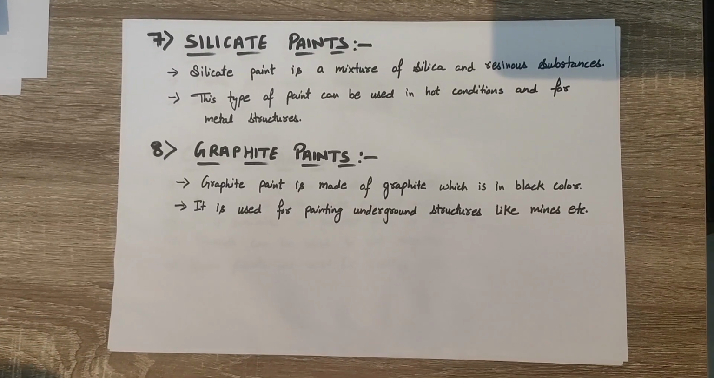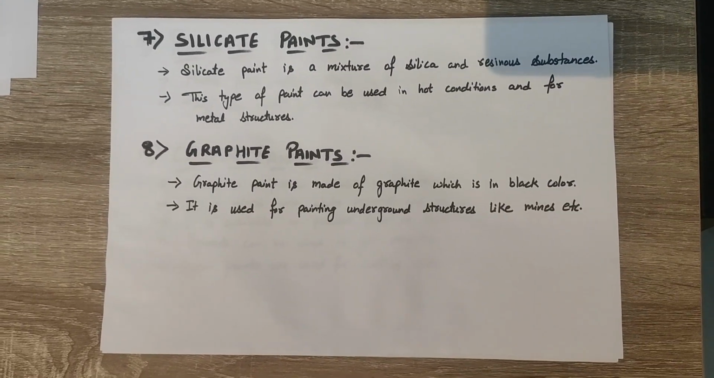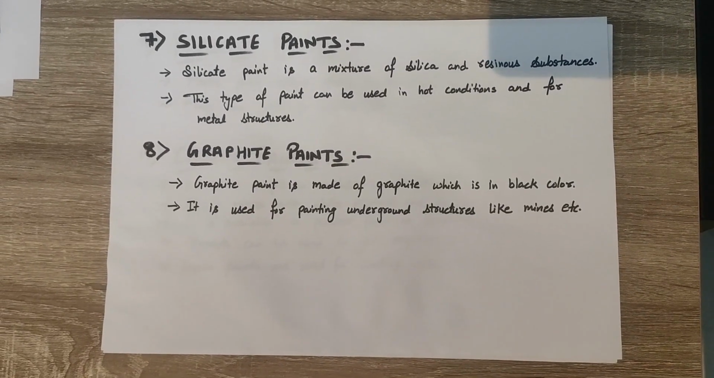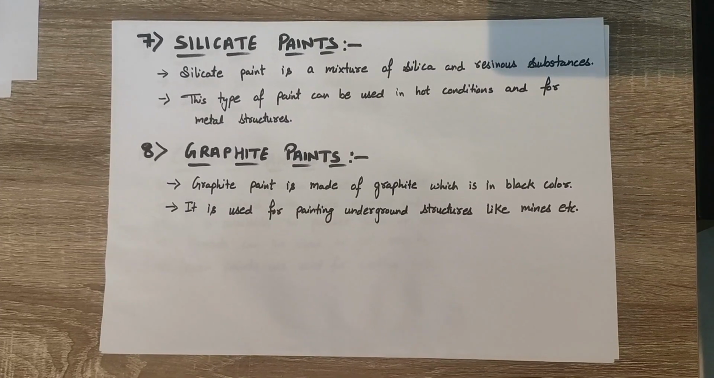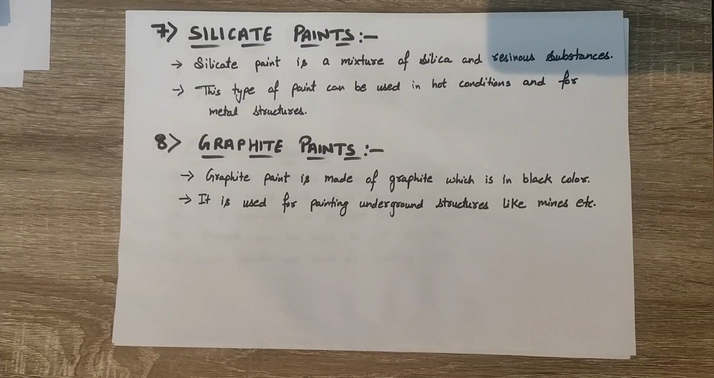Next paint is graphite paint. So the graphite paint is made of graphite, which is a black color. So it gives us the black appearance. It is used for painting underground structures like mines, etc.